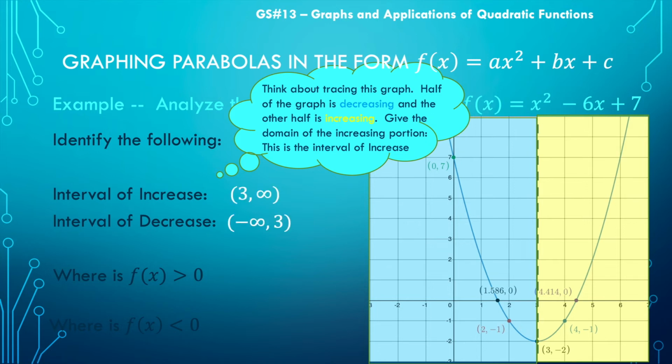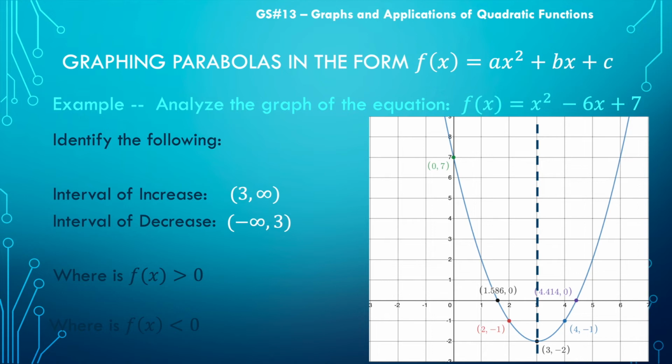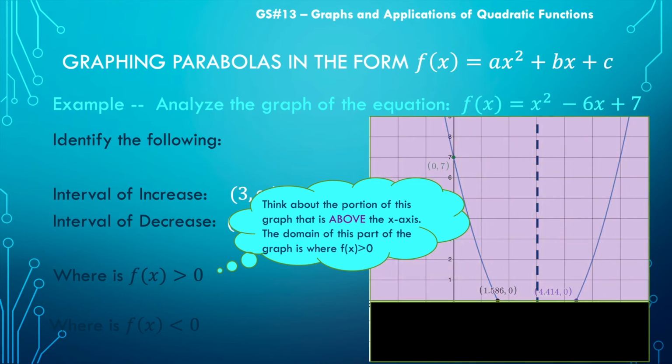Now, where is the function greater than 0? This is asking you to look at the graph a little bit differently. So we're going to take off the shading of the blue and the yellow, and think about where the graph of this parabola is sitting above the x-axis. We're going to cover up everything that's below the x-axis and then think about the domain of these pieces. Notice there are two separate pieces because the part that connects them is below the x-axis. So I'd like to identify the domain of the left-hand side and the right-hand side.